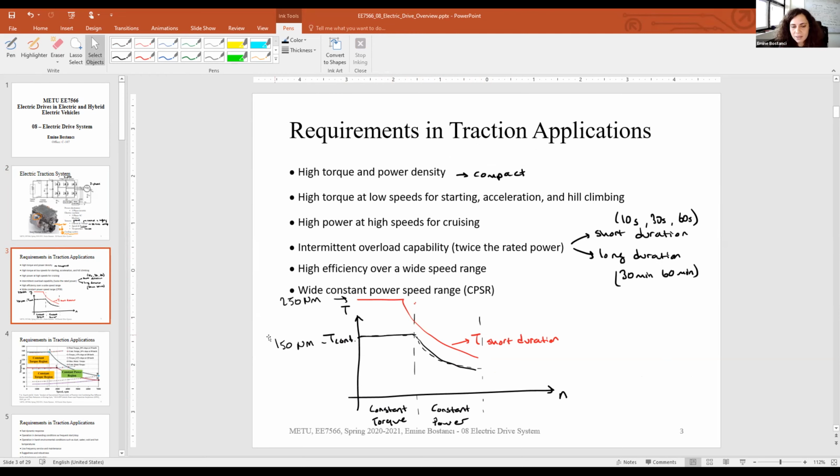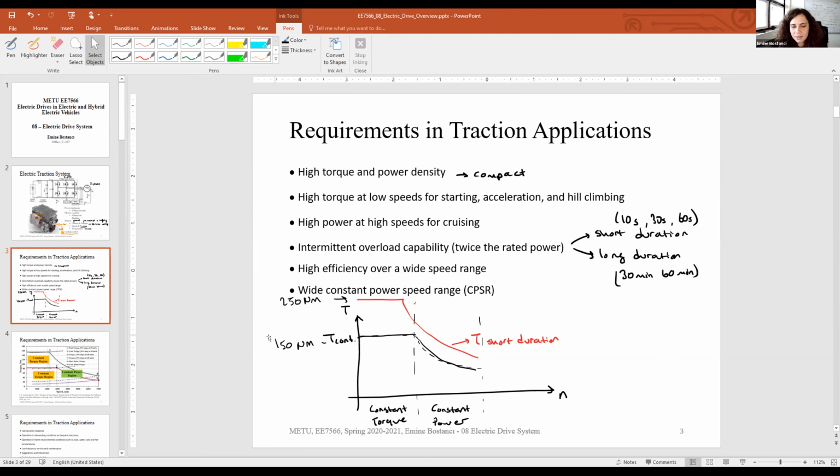And the last one is here. It looks a little hidden because of all the things that I put on the slide. Wide constant power speed range. I think we haven't defined that earlier. This CPSR, constant power speed range. So here is the constant power range.